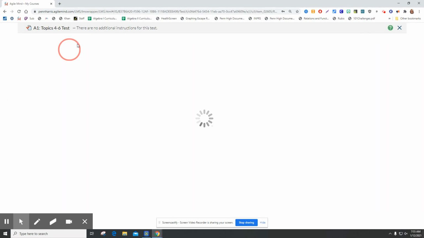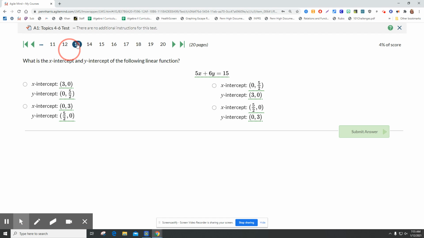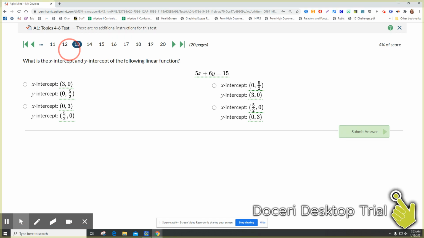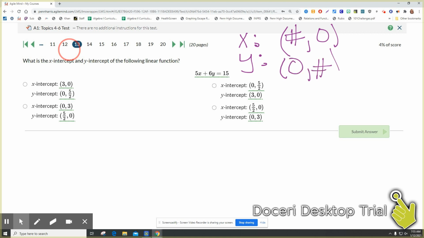Number 13. What is the x-intercept and the y-intercept of the following function? This is just like we did before. The difference is if you look at our answer options, they want these written as points. As a reminder, for my x-intercept, it's going to be the number that we find, comma 0. And for my y-intercept, it's going to be 0, comma the number that we find.